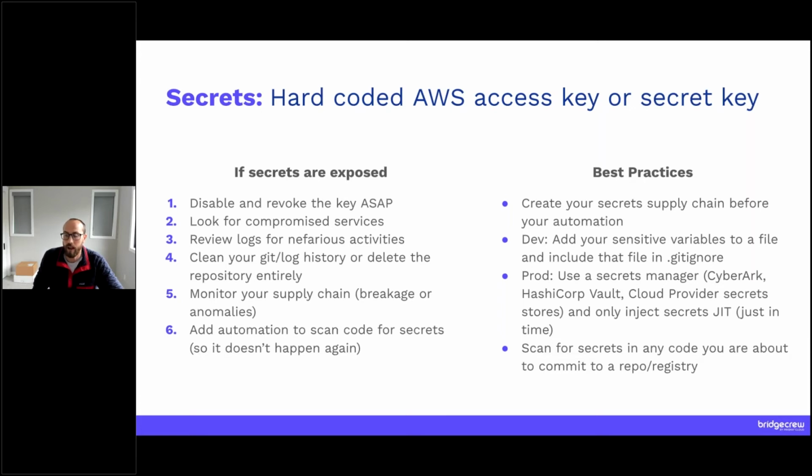And then add automation scanning for secrets like Checkov, so you can find those secrets and block them before they're ever committed in the future. And then make sure you add in automation to do all this for you. Add sensitive variables either into a secrets manager like Vault, or in a file that's ignored with gitignore, and make sure you scan before you commit anything.